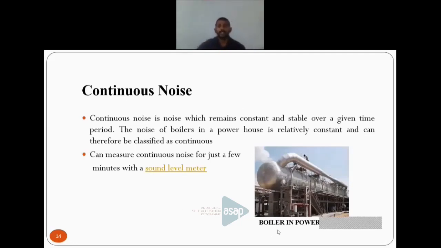Another example is a boiler in a power plant. This is also an example of continuous noise. And continuous noise can be measured by a sound level meter.